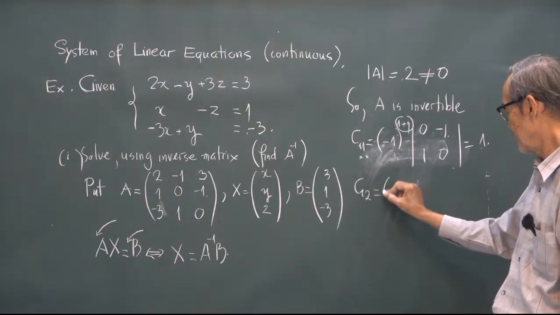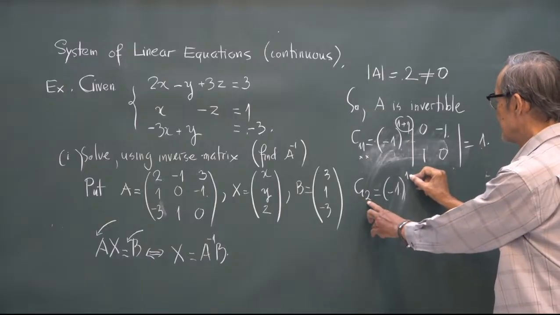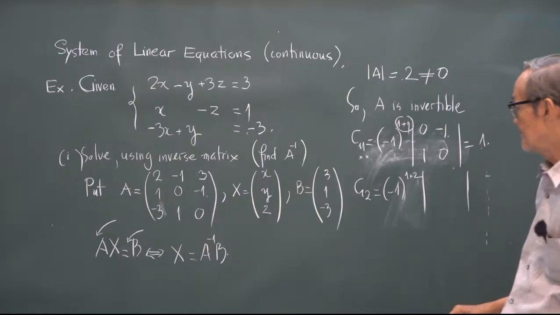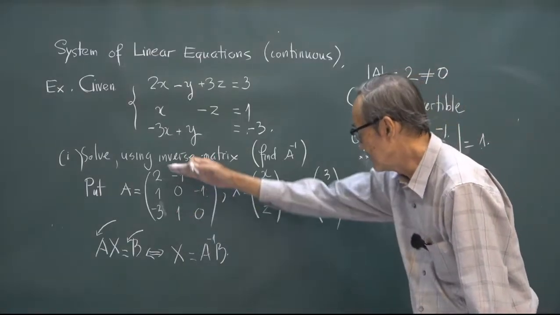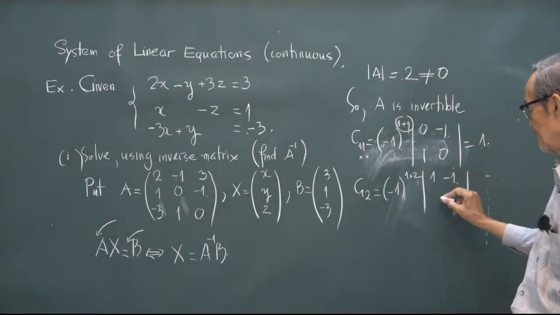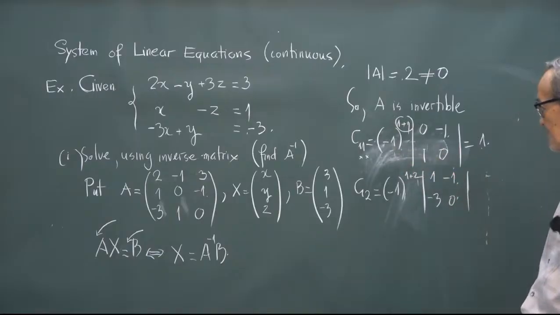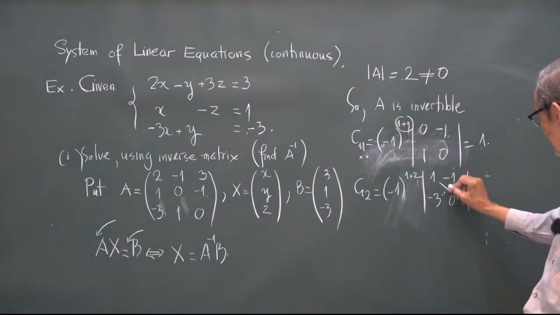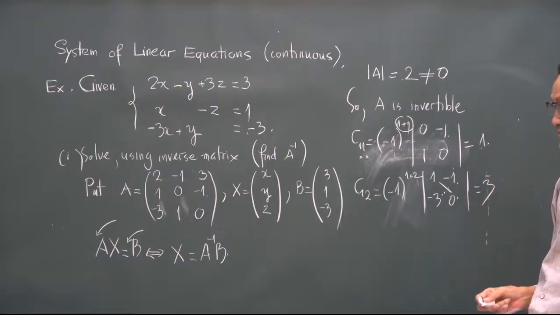C12, minus 1 to the power row plus column. Okay. Delete row 1 and column 2. Row 1, column 2. 1 minus 1 minus 3, delete column 2. Okay. 0 minus 3, minus is plus 3.